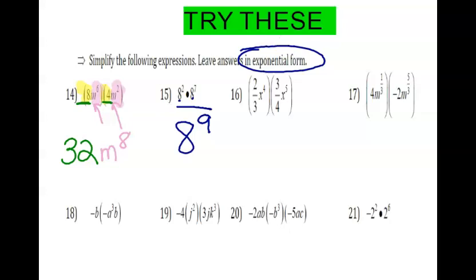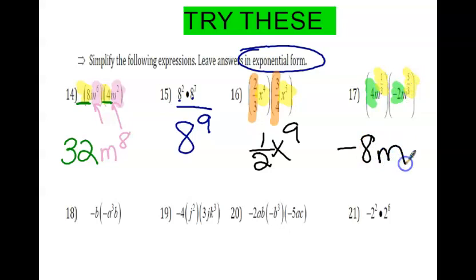Okay, so now let's look at this next one. All right, I got 2/3 and I have 3/4. Multiply those together. And then I'm going to add the exponents together. So once it's reduced, you have 1/2 and then x to the 9th. All right, the last one together. We have the 4 and the -2, which is -8. And then I have the 1/3 and the 5/3. We are adding the exponents. So that's 6/3, which reduces to 2, m squared. So that should be our final answer. All right, try 18 through 21. See how you do.